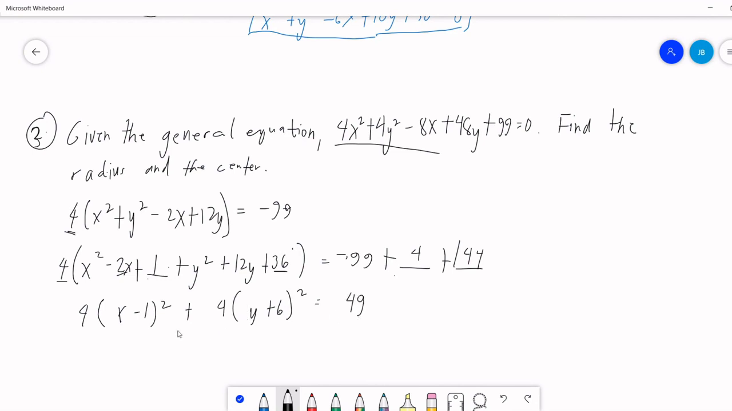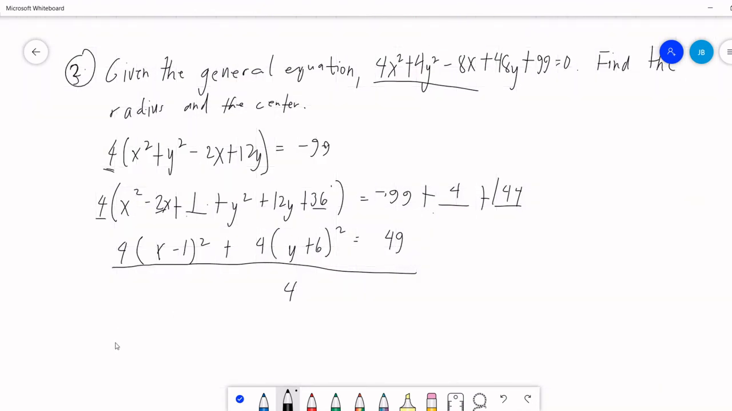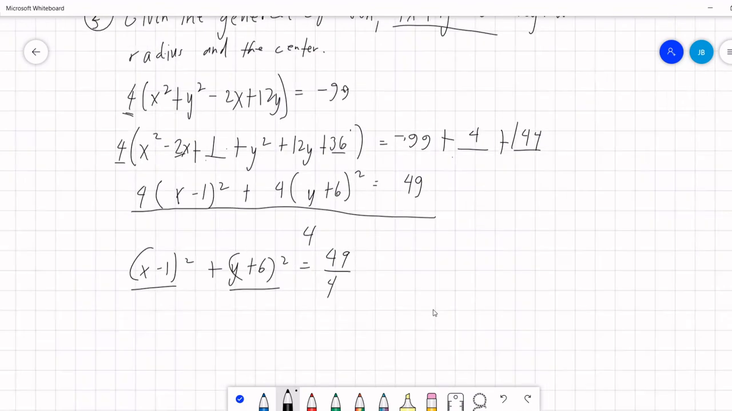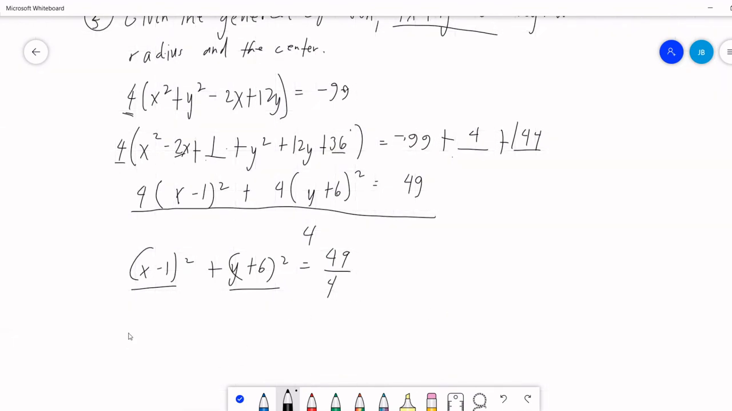Okay. And then, if you divide all of it by 4, you will have x minus 1 squared plus y plus 6 squared is equal to 49 over 4. Therefore, this equation is a circle. Okay, so the question is to find the radius and the center.